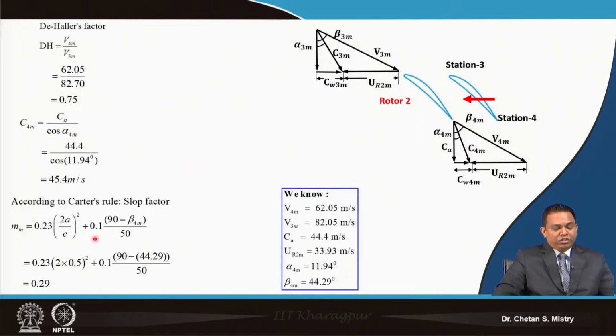Okay, so this is what we are putting in terms of my M factor, and here you can see that M is coming 0.29.